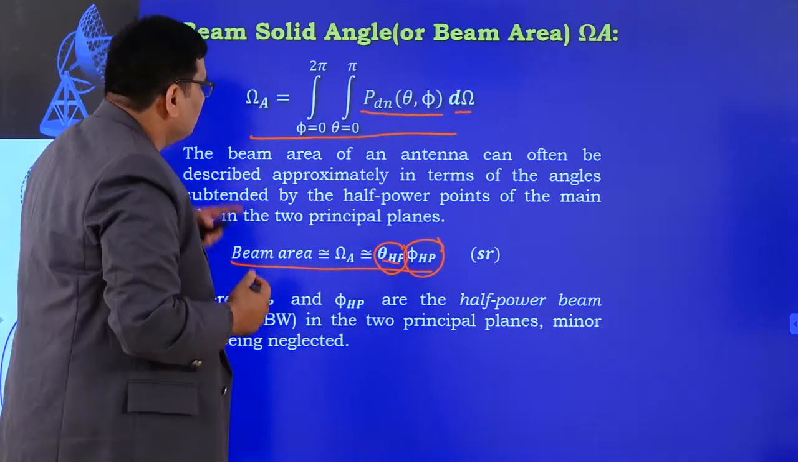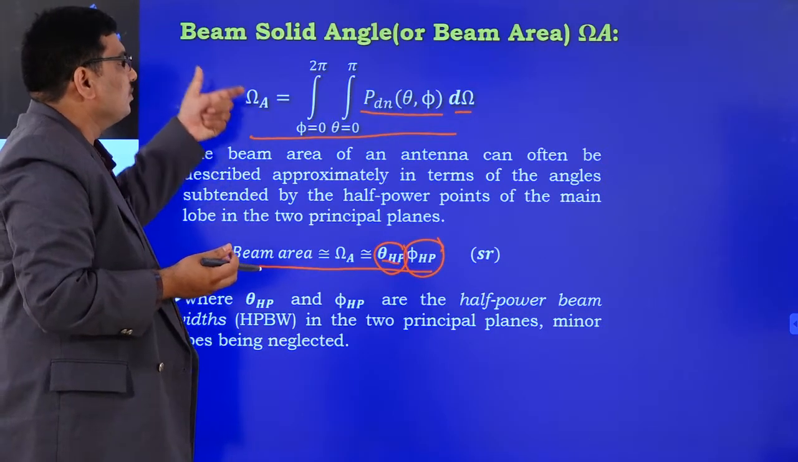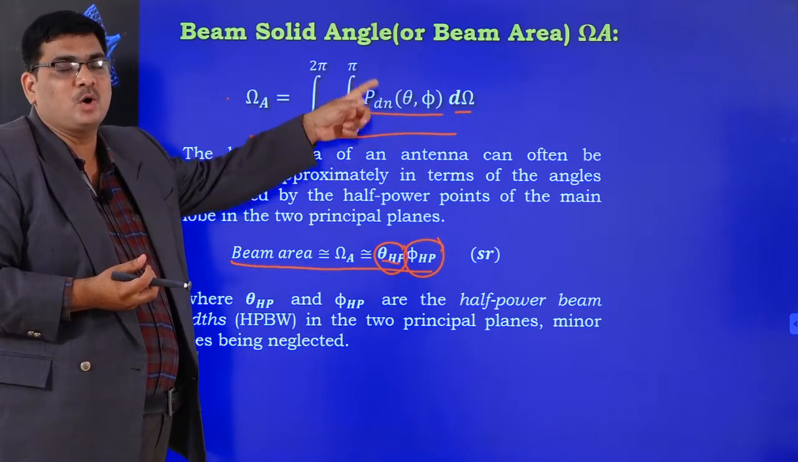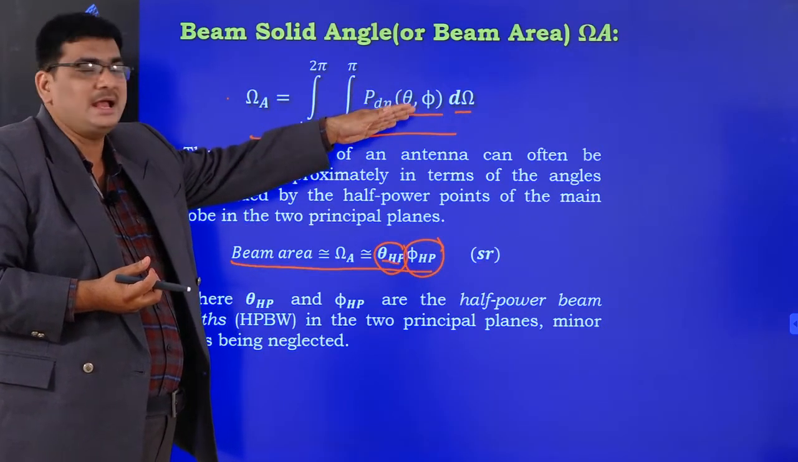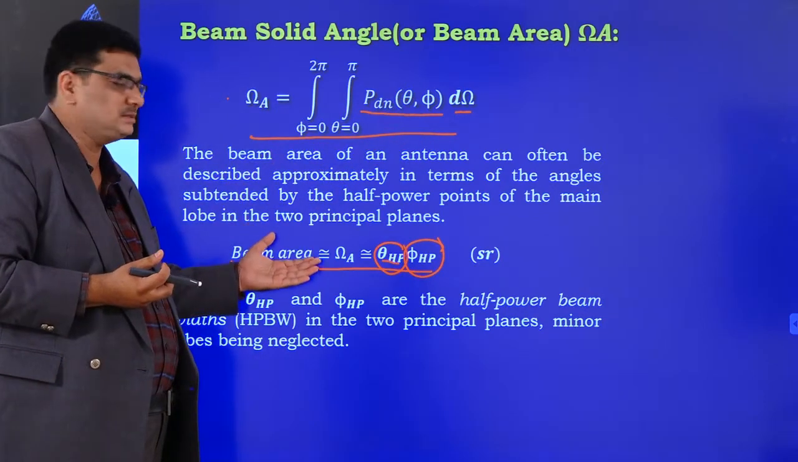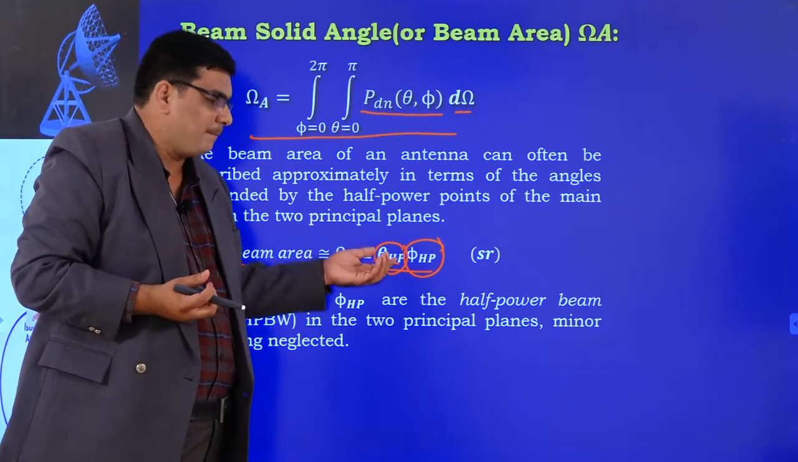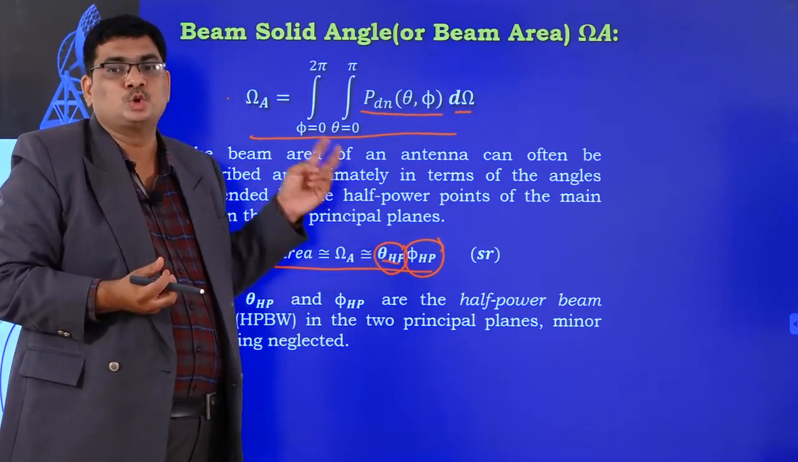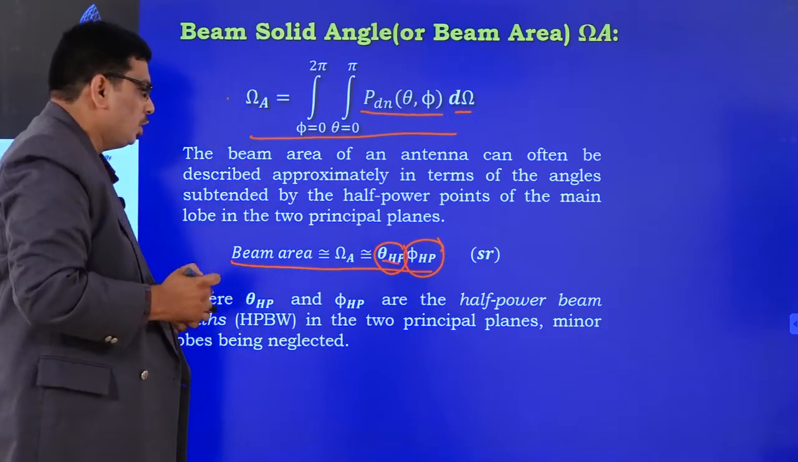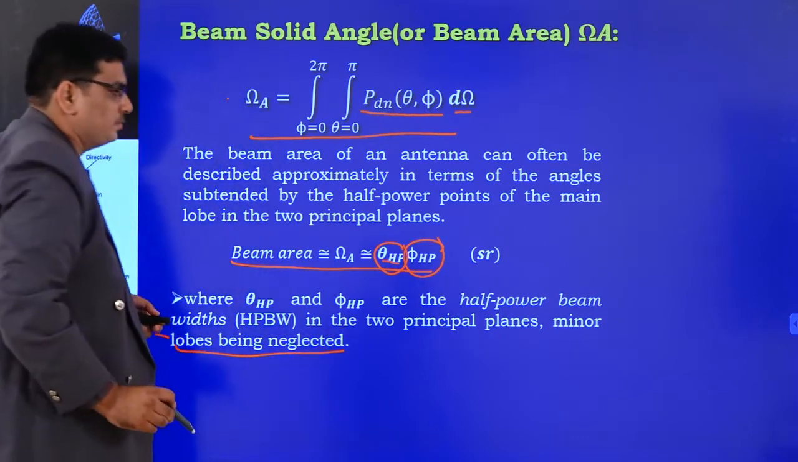So beam area we can define in two ways. One way is the integral of the normalized power pattern over a sphere, and another way is the multiplication of the half power beam widths in two different planes, when we neglect the minor lobes.